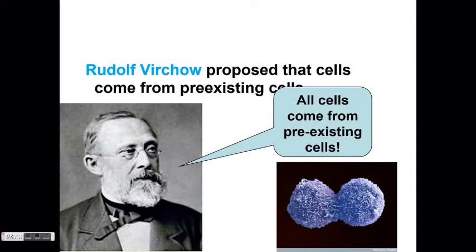Rudolf Virchow proposed that all cells come from pre-existing cells, and I think he did this because as he looked at cells through a microscope, he could see when they were dividing.